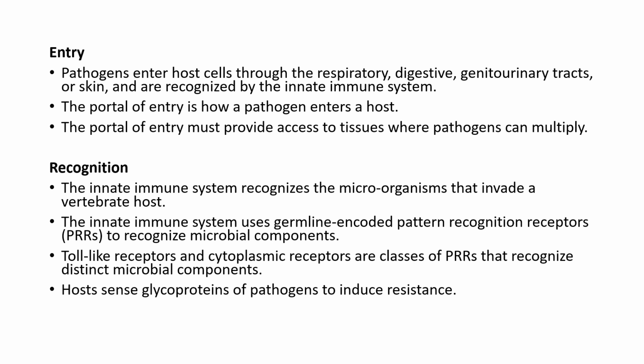The innate immune system recognizes the microorganisms that invade vertebrate hosts. The innate immune system uses germline-encoded pattern recognition receptors, or PRRs, to recognize microbial components. Toll-like receptors and cytoplasmic receptors are examples of PRRs that recognize distinct microbial components. Host sends glycoproteins of pathogens to induce resistance.